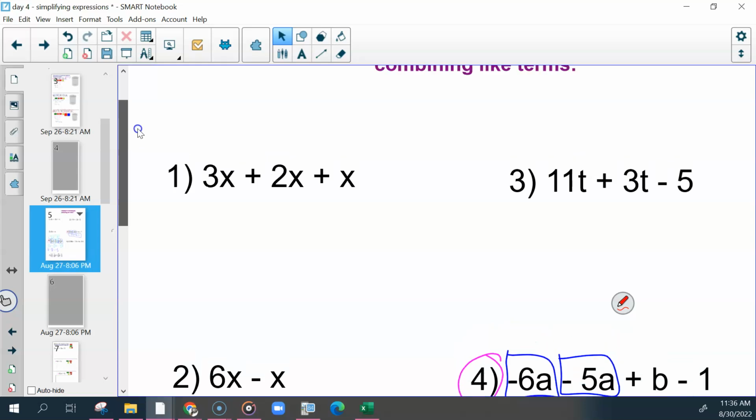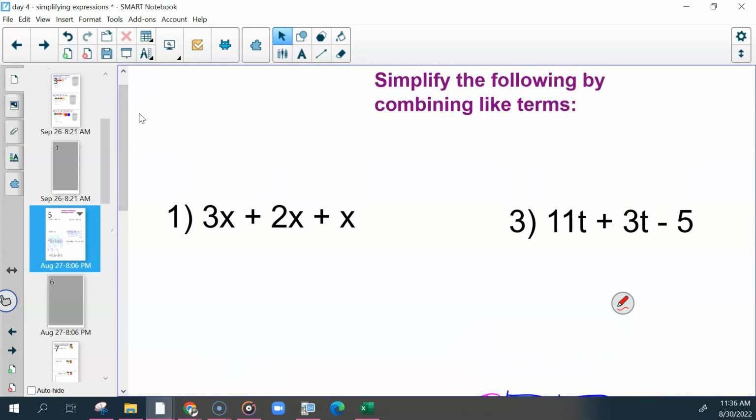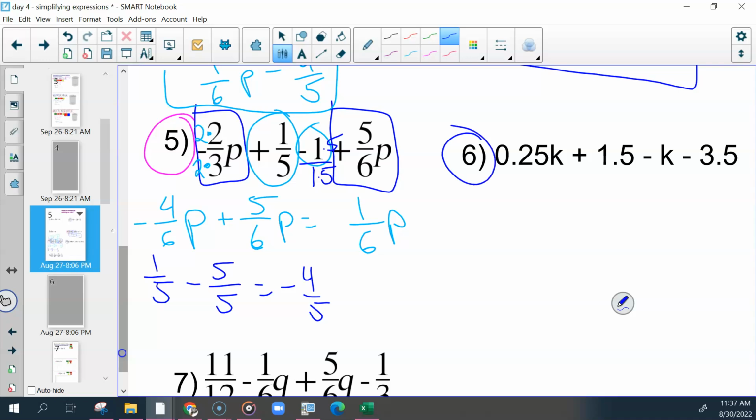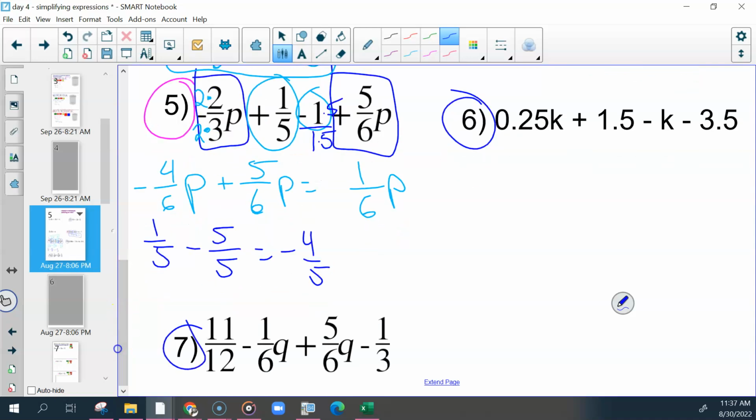Okay. There are 3 problems on this I want you to try. Number 3. Number 6. And number 7. Try those 3. I'll give you 5-ish minutes to do that, and then we'll come back and we'll talk about them.